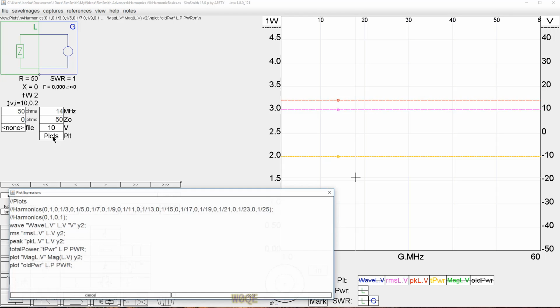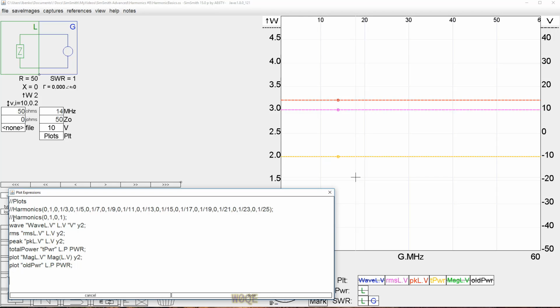Let's look at the plot menu here. SimSmith has a few new commands. It's got a command called RMS, it's got one called peak, and it's got one called total power. These kind of replace functions that used to exist, and they can be used in place of those if you want, but they're also necessary for harmonics. So let's look at harmonics briefly.